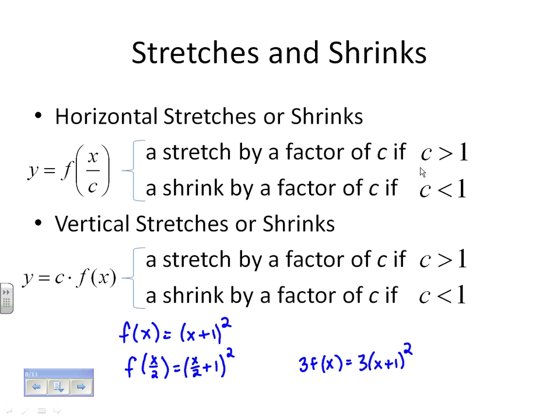So a stretch is going to be something that's greater than 1. I stretched this by 2, which gave me a 2 on the bottom. A shrink is if I had like 1 half. If I put 1 half on the bottom, the reciprocal of that's going to make that a 2x. Vertical stretches I find a lot easier personally, because you're multiplying by 3, so it's going to stretch it by 3. If you multiply it by like 1 half, it's a shrink by a factor of 1 half. So let's try an example.